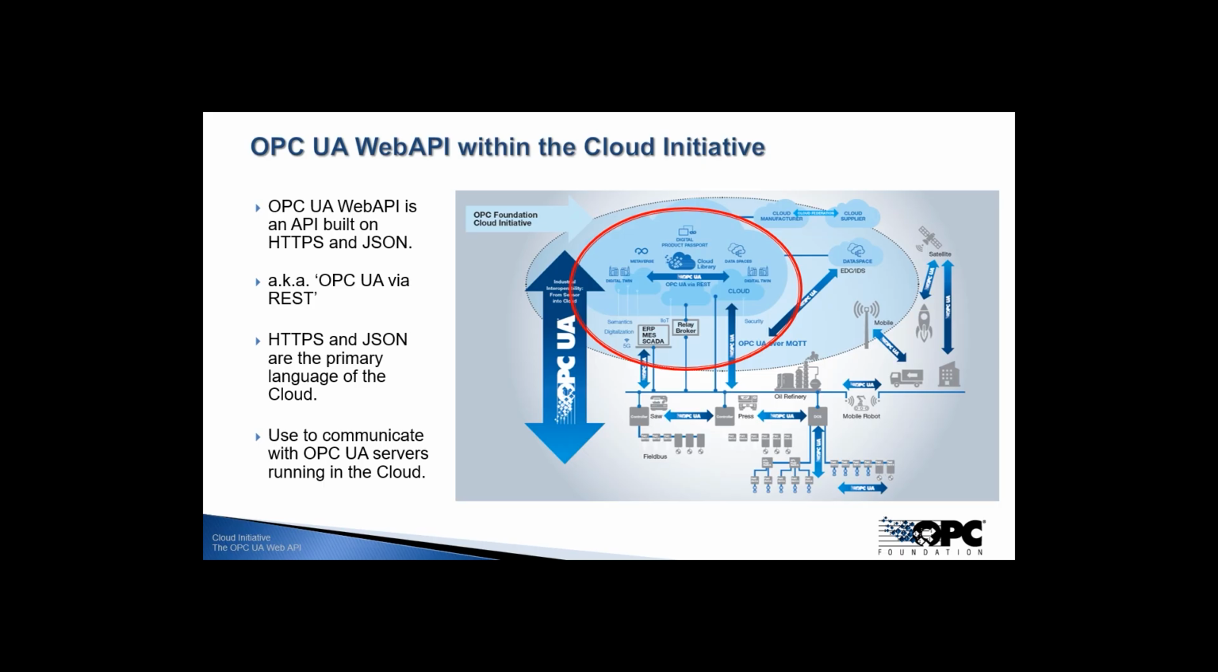It's sometimes called OPC UA via REST. I prefer Web API because it's more descriptive of what it is. I don't have to define what REST is. And you can use it to communicate with UA servers. They could be running in the cloud, they could be running on the factory floor, but you're using the primary language of the cloud, which means you can take advantage of a lot of the existing tools that are available for cloud application development.